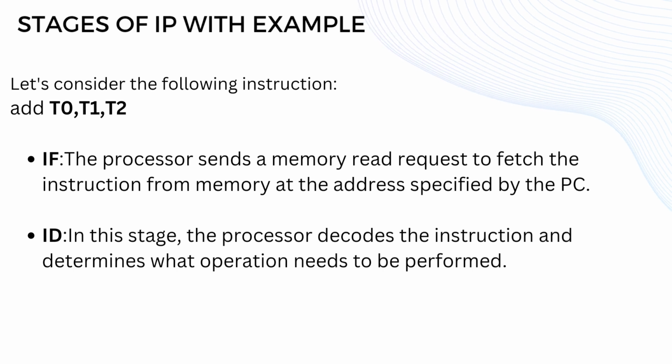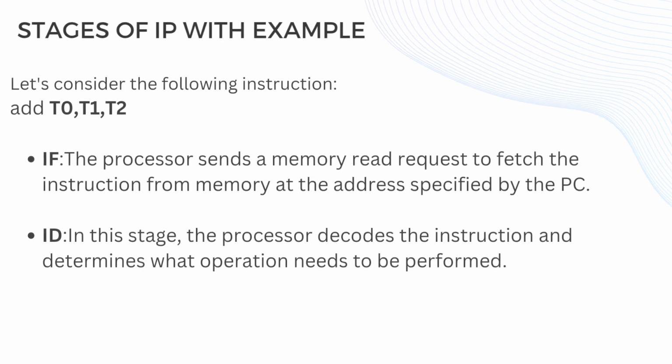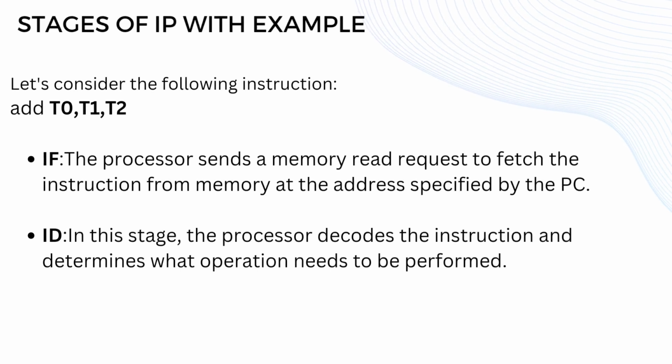Instruction decode. In this stage, the processor decodes the instruction and determines what operation needs to be performed. Let's continue with the example instruction from the previous stage. The instruction decoder reads the opcode and other fields of the instruction from the IR and generates the control signals required for execution of the instruction. The decoder also identifies the source and destination registers and determines whether any data dependencies exist between the current instruction and the instructions in the pipeline. In the case of the add instruction, the decoder identifies that it is an arithmetic instruction and that the registers T1 and T2 are the source registers and T0 is the destination register.